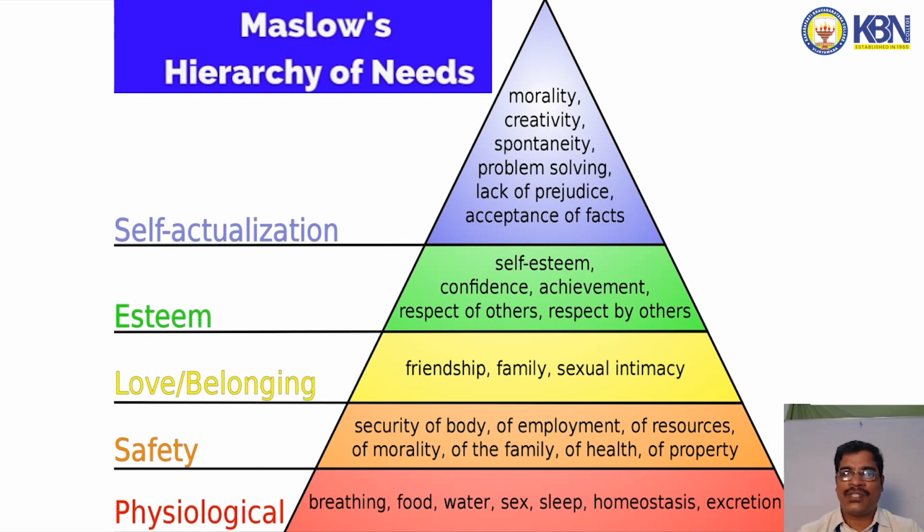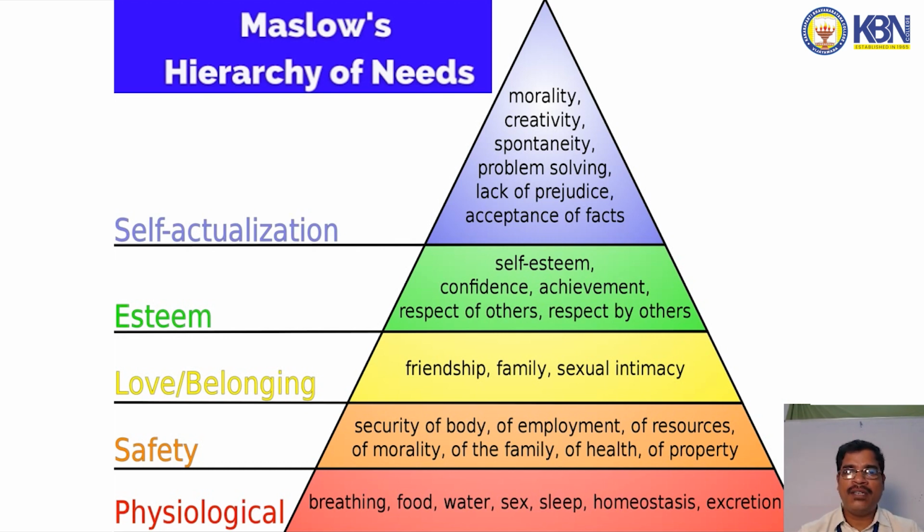So if these physiological needs have been satisfied, then the same individual will look for the second level of needs, that is safety. After attaining the physiological needs, an individual wants to have some security about their life. They want to have a great employment facility, a good amount of resources, and they want to have a family, health, property, like all these. An individual wants to satisfy all these needs after attaining physiological needs, that is, the basic needs.